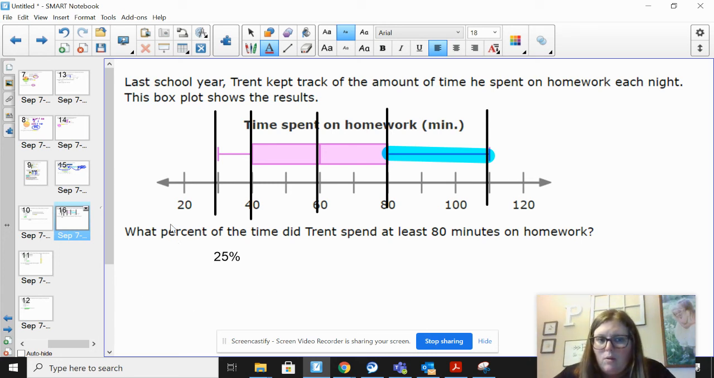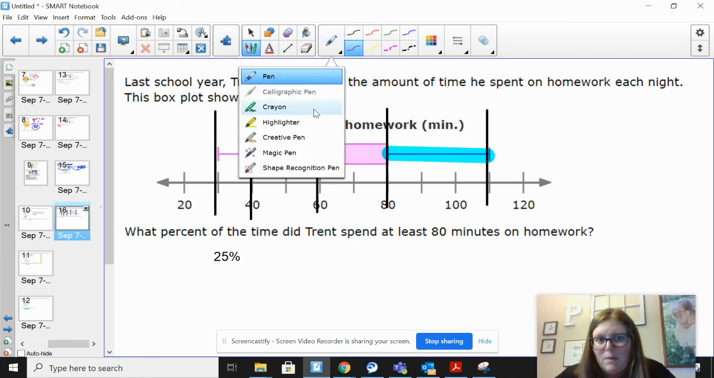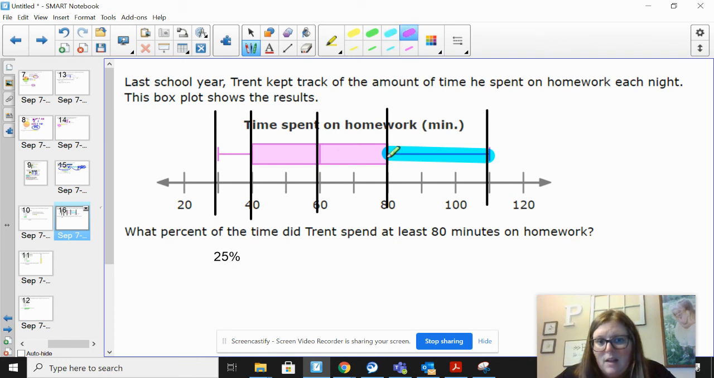If it was worded, what percent of the time did Trent spend less than 80 minutes on his homework? Just for example, less than 80 minutes, it would be these three. 1, 2, 3, right? So remember, each bucket's 25%. So that would be 75% of the time he spent less than 80 minutes, depending on how the question's worded. Just wanted to throw that out there, that you could add up your 25s to get where you're going.